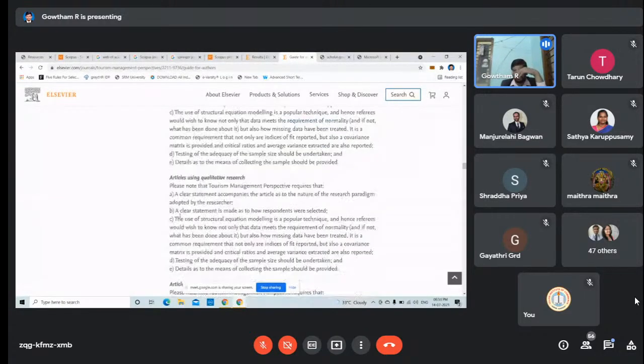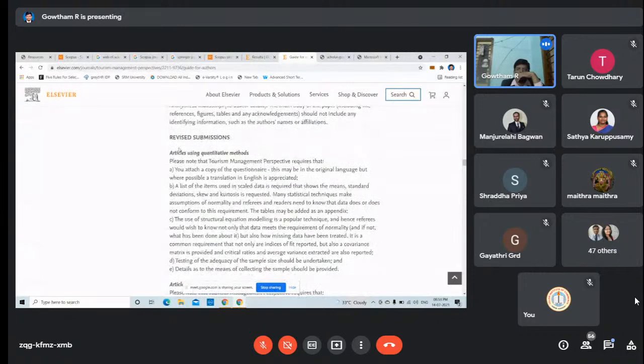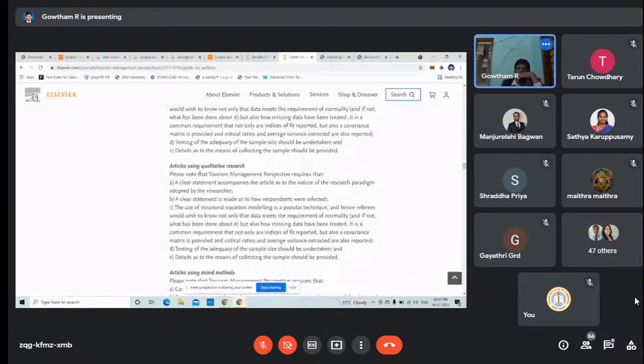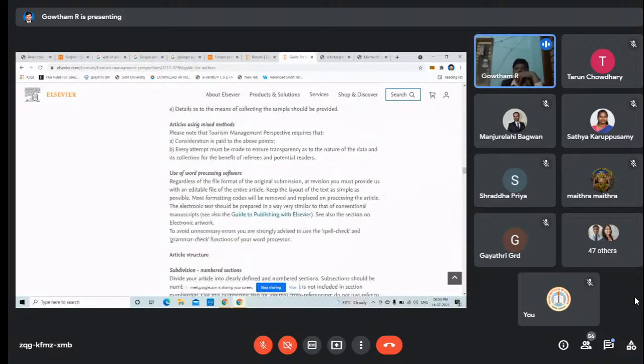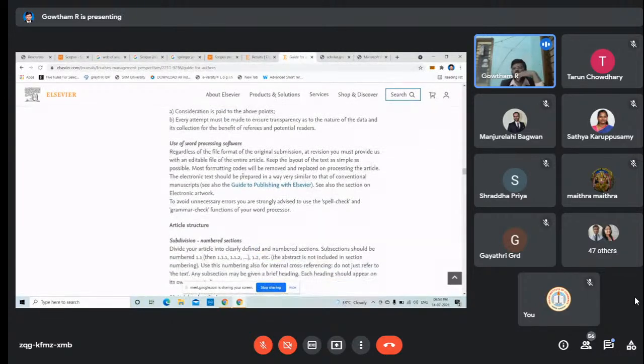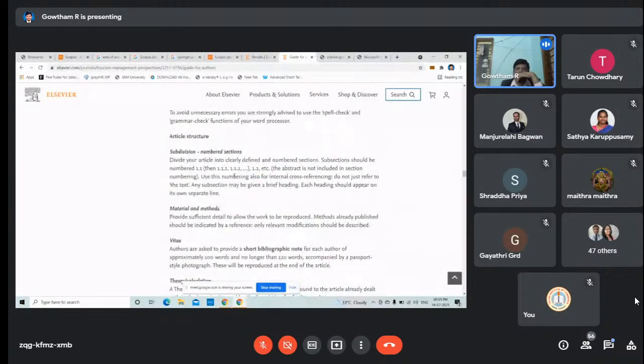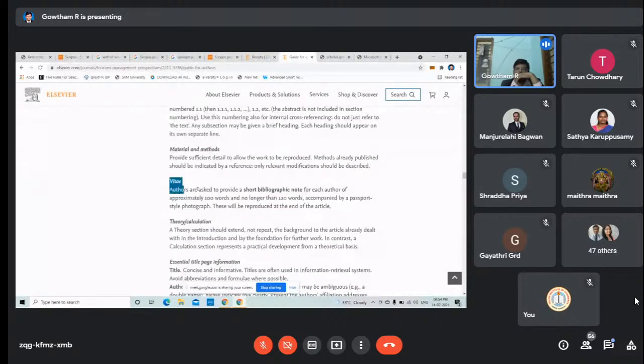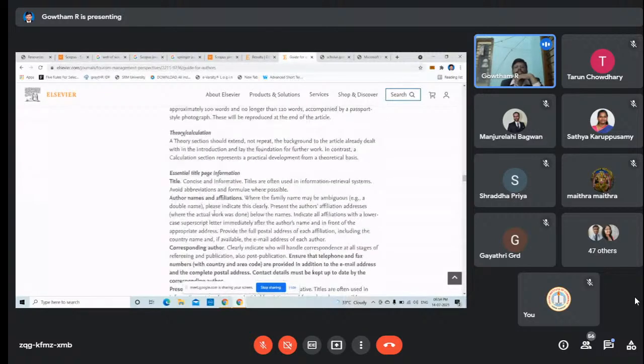So you have to carefully read through and see, if it is going to be quantitative methods, what are the guidelines. If it is going to be qualitative research, what is going to be guiding? If it's going to be a mixed method, what is going to be the guiding? What software you should use for word processing? How your articles should be structured, right? They are asking even for curriculum. It is such a beautiful journal, no?